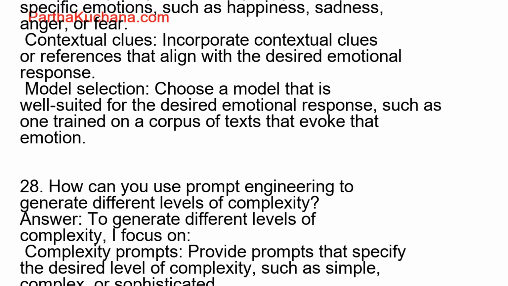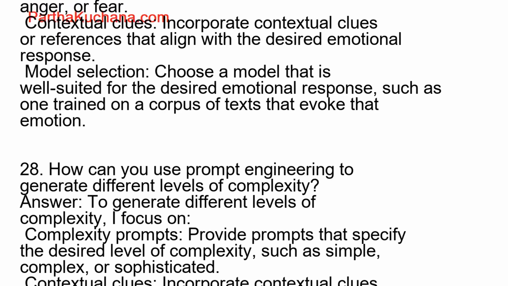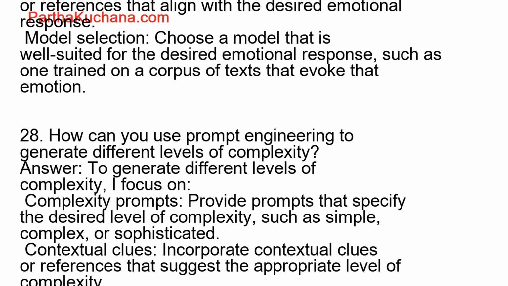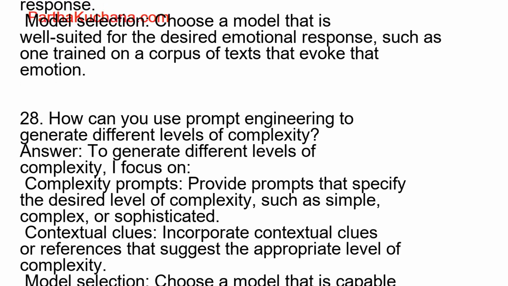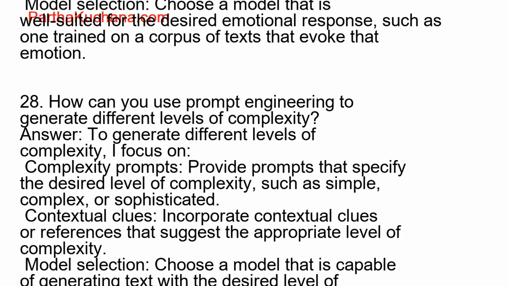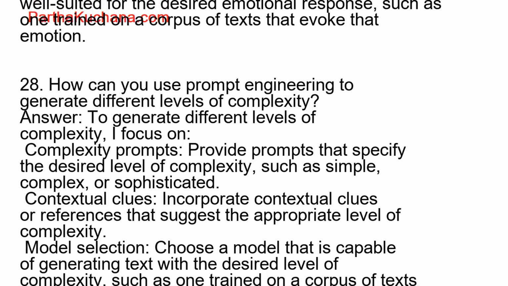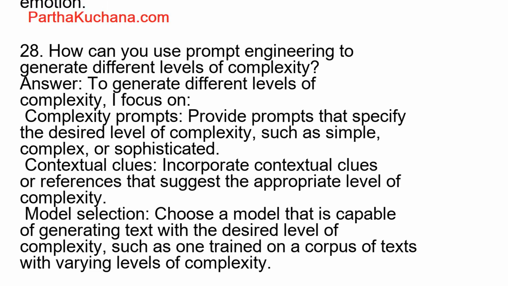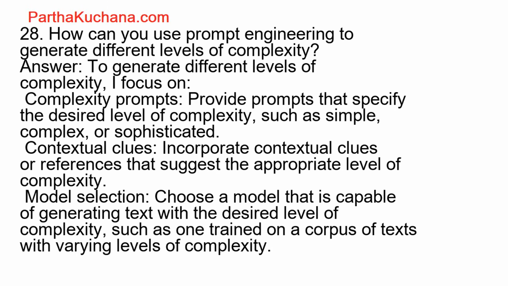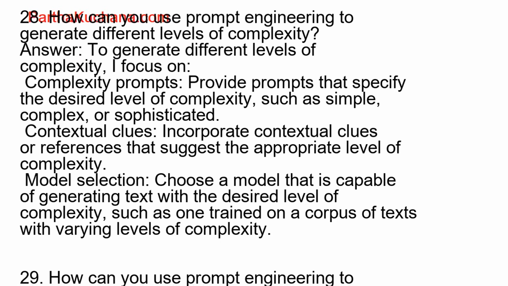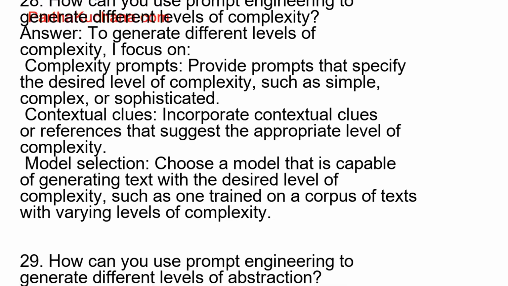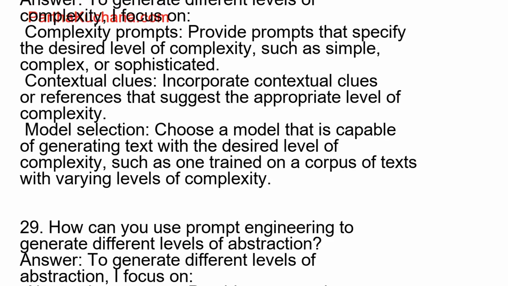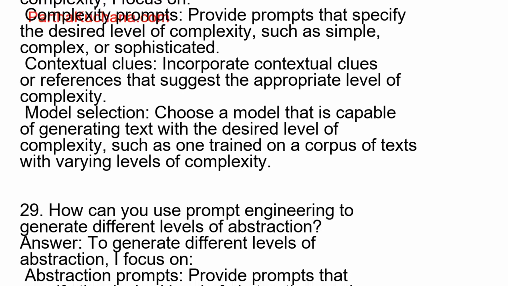29. How can you use prompt engineering to generate different levels of abstraction? Answer. To generate different levels of abstraction, I focus on abstraction prompts. Provide prompts that specify the desired level of abstraction, such as general, specific, or detailed. Contextual clues. Incorporate contextual clues or references that suggest the appropriate level of abstraction. Model selection. Choose a model that is capable of generating text with the desired level of abstraction, such as one trained on a corpus of texts with varying levels of abstraction.